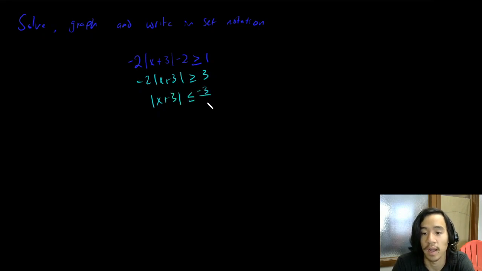So it's a less than or equal to now. Notice, because I'm dividing through by a negative, you have to flip the sign. Now we have absolute value is less than negative something. So this is a special case. This is no solution. So to graph this, what you're going to do is just leave the graph blank.